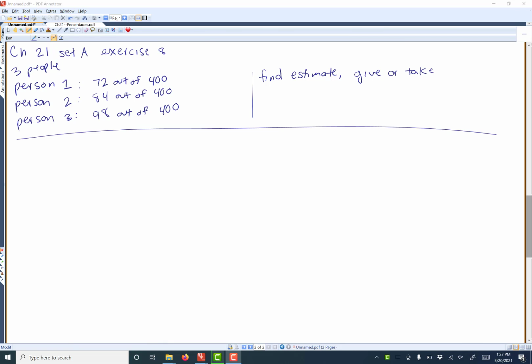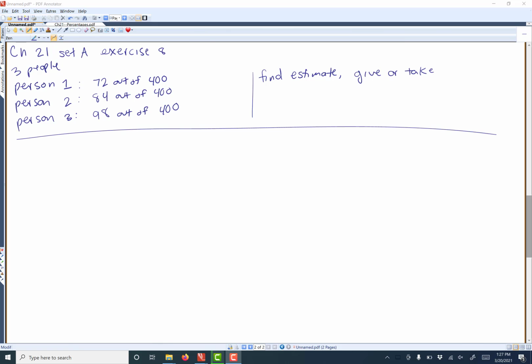Chapter 21, Set A, Exercise 8, wants to emphasize that when you take different samples, you're going to get different estimates. So in this case, we have 3 different people that each took a sample of 400 from the same population. And from the same population, person 1 got 72 out of 400 that were ones. We're counting the ones. Person 2 got 84 out of 400, and person 3 got 98 out of 400.